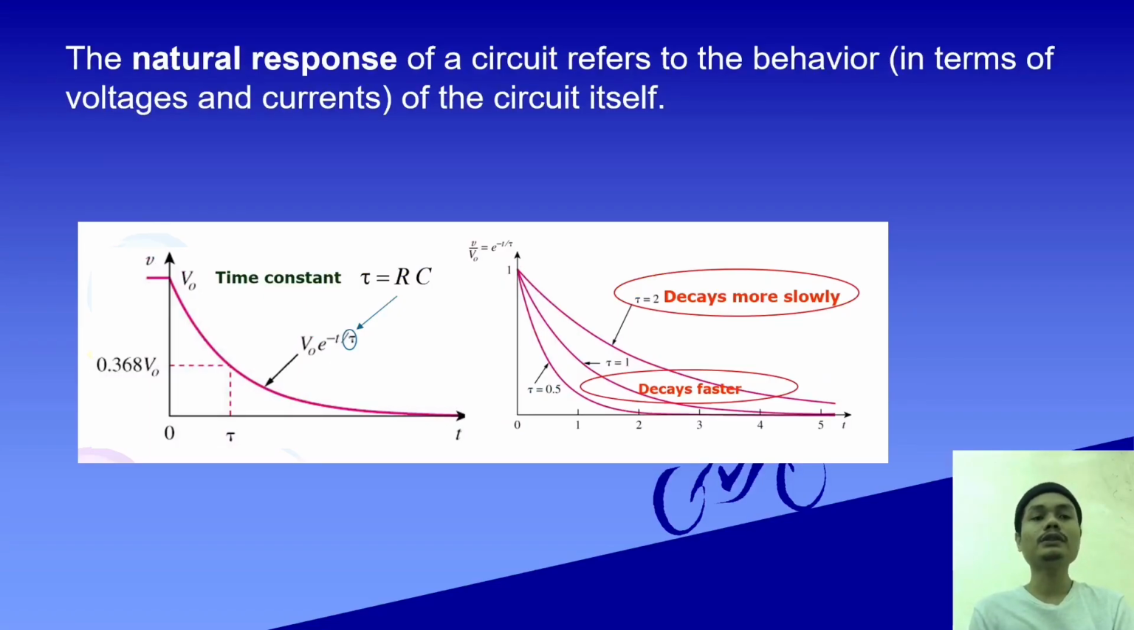Next, the natural response of the circuit refers to the behavior, in terms of voltage and current, of the circuit itself, with no external source and excitation. The time constant of a circuit is the time required for the response to decay by a factor of 1/e, or 36.8% of its initial value. It decays faster for small and slower for large.